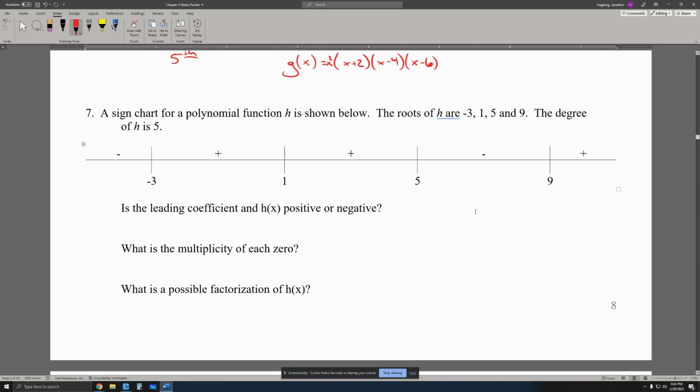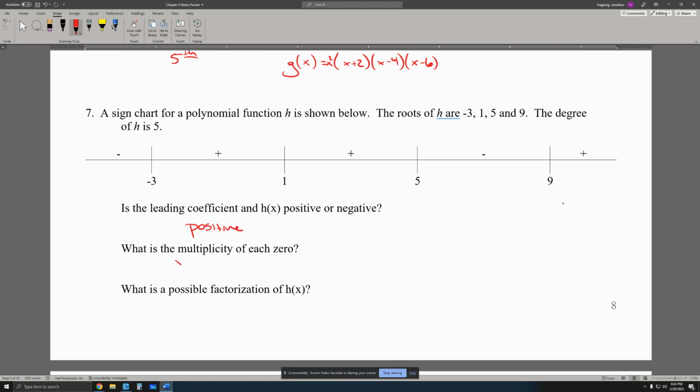Number 7, a sign chart for a polynomial h is shown below. The roots of h are -3, 1, 5, and 9. The degree of h is 5. So is the leading coefficient of h of x positive or negative? Well, I know that the degree is 5, so that tells me that the end behavior in both directions is going to be opposite, one up, one down. And I notice that the left-hand side is approaching negative infinity and the right-hand side is approaching positive infinity. So that tells me for an odd degree polynomial that the leading coefficient is positive.